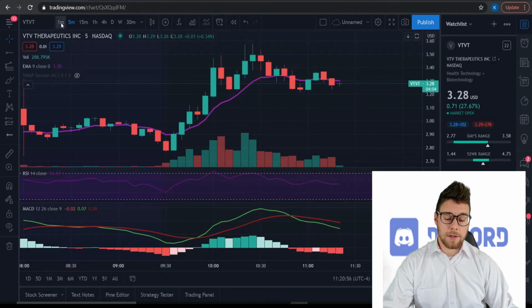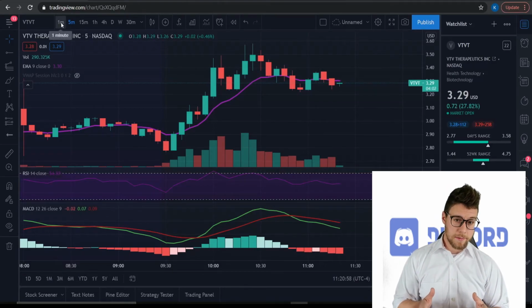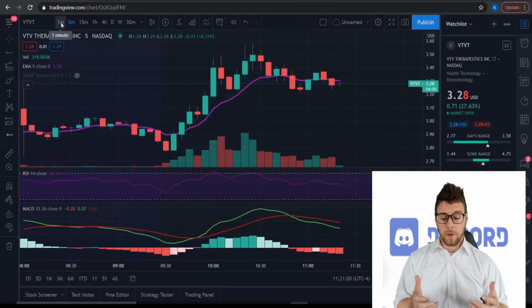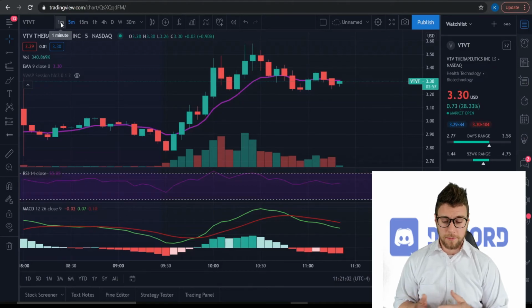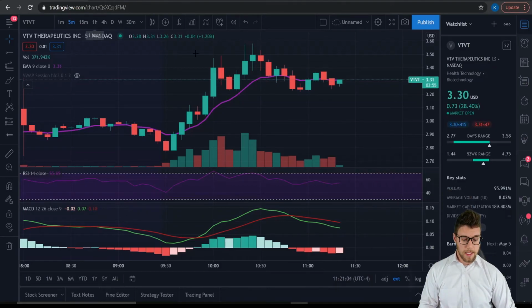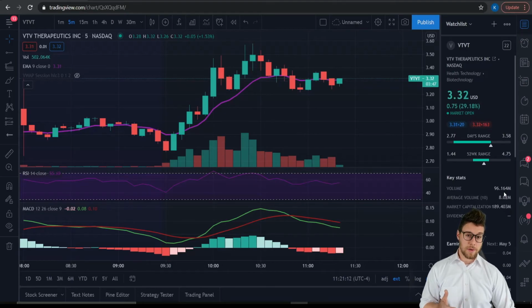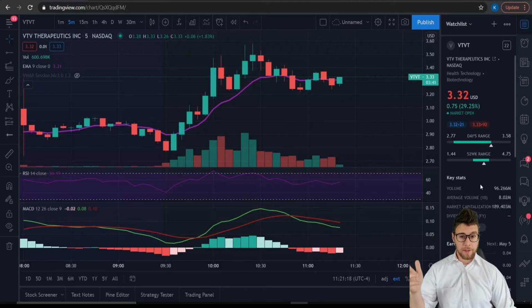I used that scanner on TradingView. There was a news catalyst this morning. I combined that with the volume on the 1 minute candles, and I really focus again on this number and this number here. The average volume is 8 million shares traded per day. We're already at 96 million shares traded. Now, don't be surprised if this thing just crashes down or springs up.